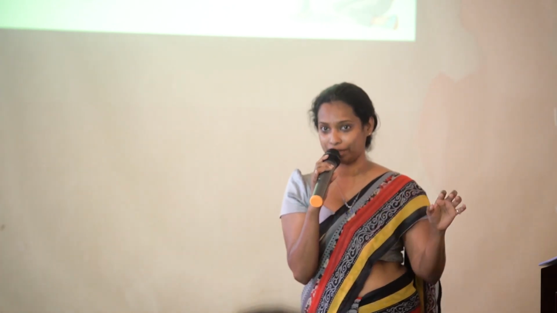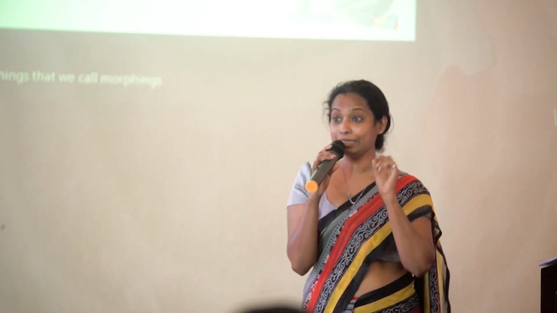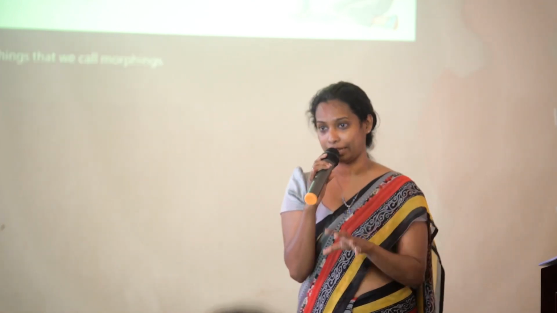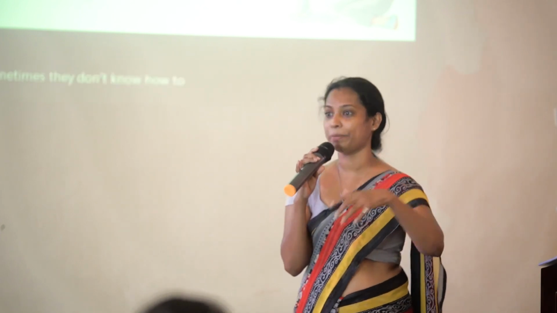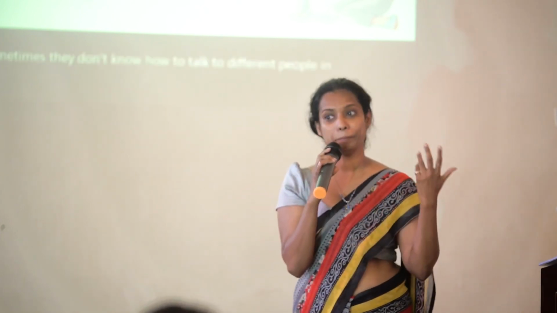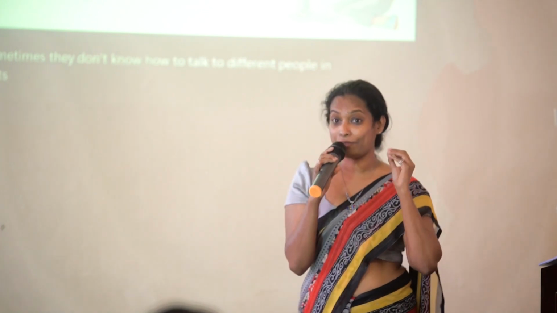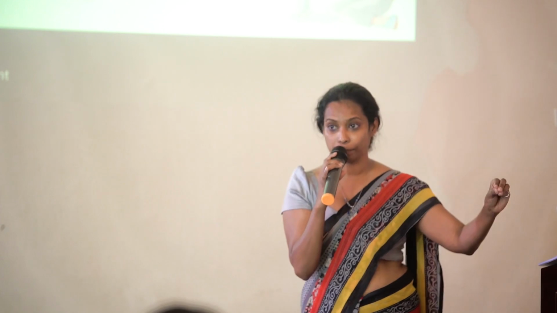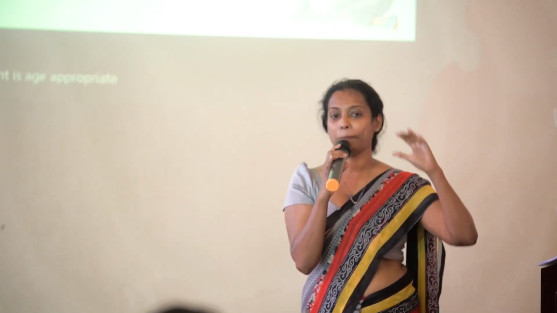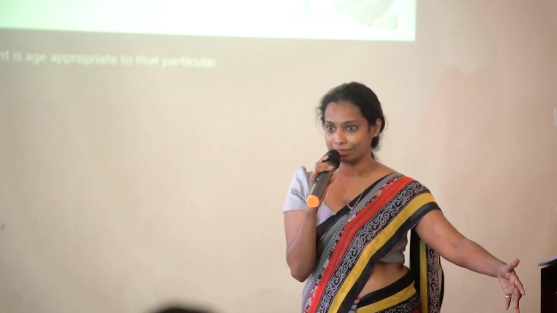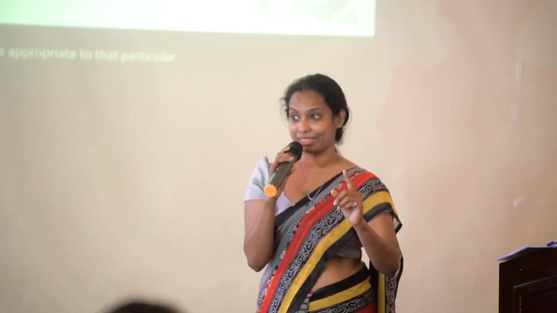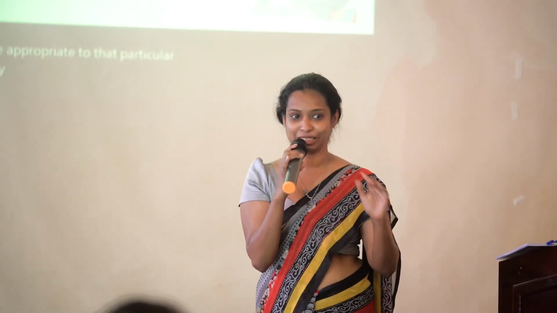So sometimes they will miss out things that we call morphemes. Right? And if the child has everything, sometimes they don't know how to talk to different people in different ways. We call it pragmatics. So we have to see each component is age appropriate in comparison to peers. If so, then we'd say, okay, language is age appropriate.